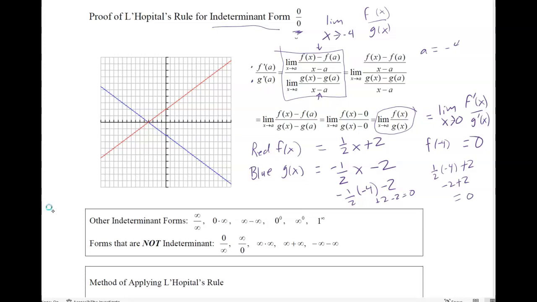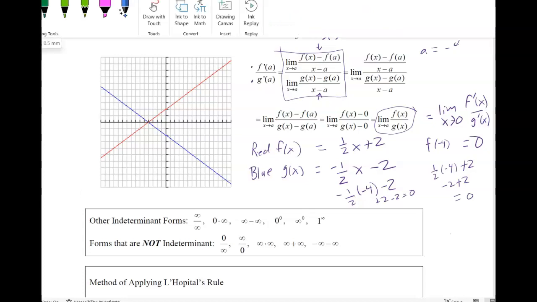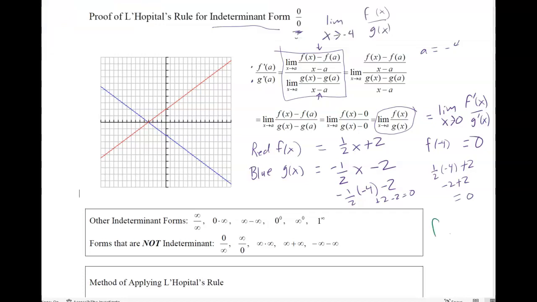So for our two functions in red and blue here, well, the slope of a line is constant. So the derivative of f of x is just its slope. The derivative of g of x is just the slope of that line. So what I get is the limit as x goes to a of 1/2 divided by negative 1/2, and it turns out this limit would be negative 1.